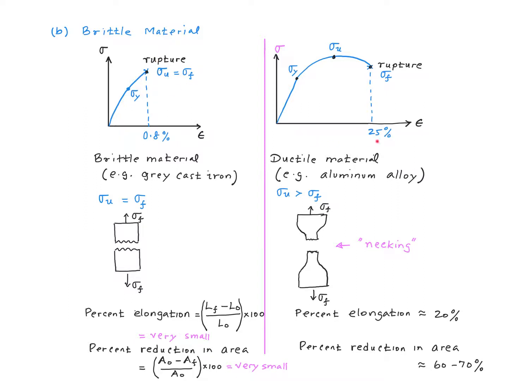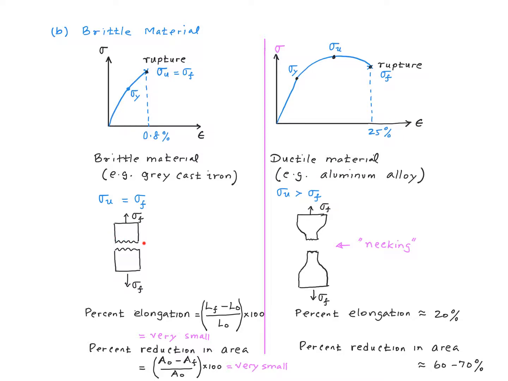Whereas for ductile material, which we discussed in the previous slide, we know the peak and the rupture points are different from each other, right? Second, we note that the rupture strain for a brittle material is much, much smaller than the rupture strain for a ductile material.